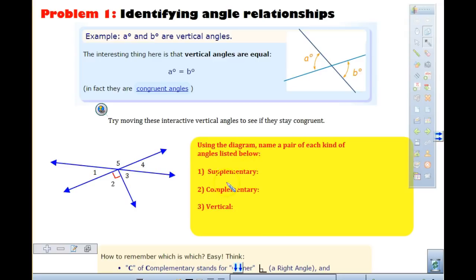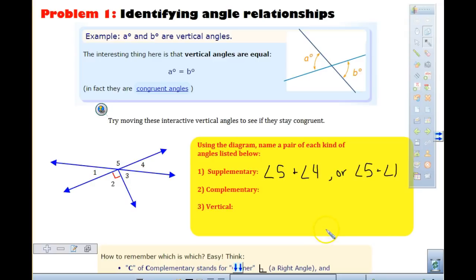In this picture, they ask us to list the pairs that are supplementary. I could have angle, this is my symbol for angle, angle 5 and what? And 4. Or I could have angle 5 and angle 1.